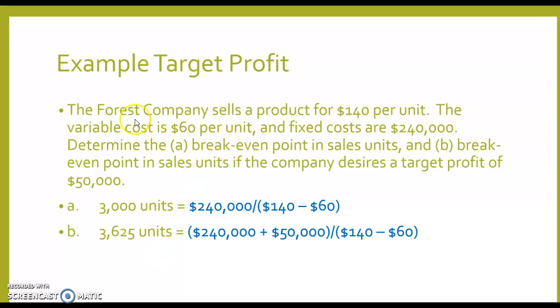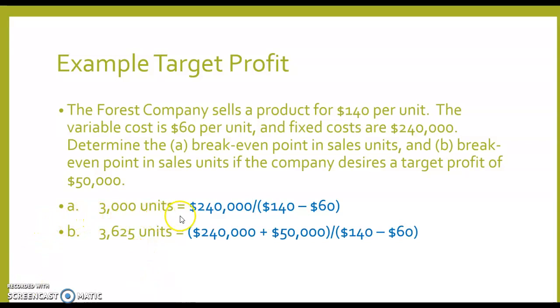Here's another example. The Forest Company sells a product for $140 per unit. Variable cost is $60, fixed cost $240,000. Okay, we need to determine the break-even point and a break-even point if they desire a sales target profit of 50,000.